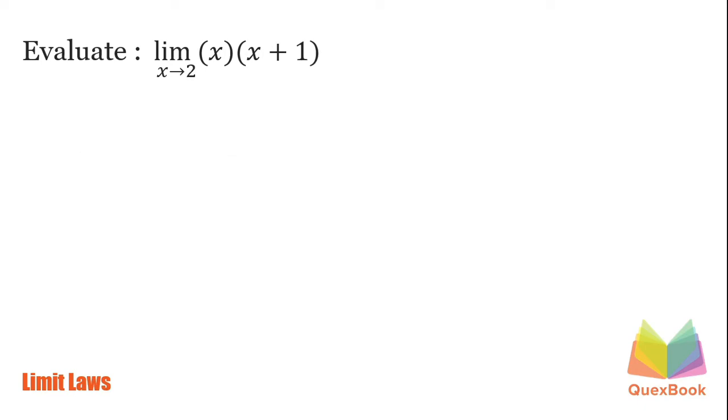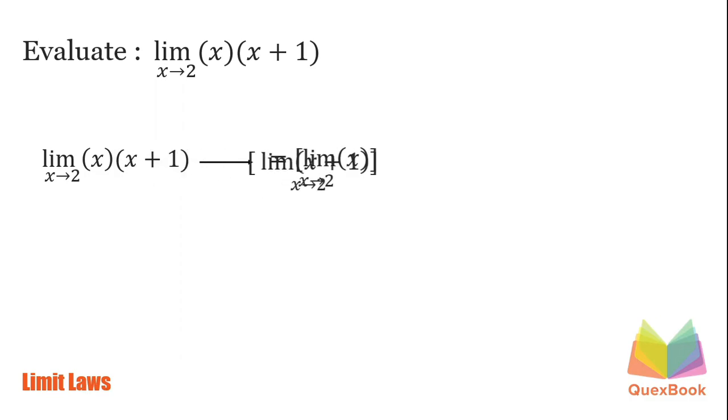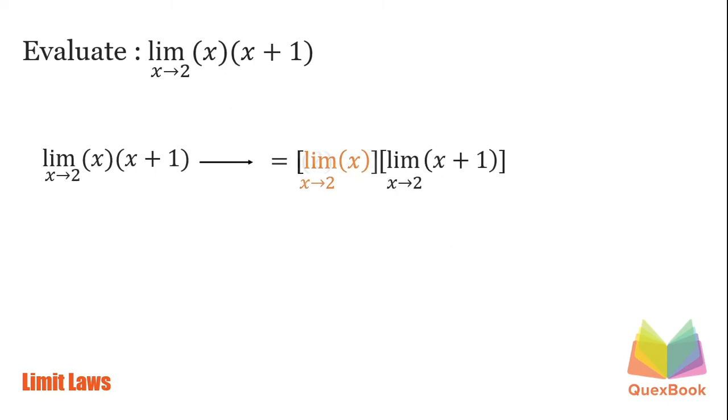Now for our next example, let's evaluate the limit of x times (x + 1) as x approaches 2. The two factors we have here are x and x + 1. Let's try to take the limit of each factor, then multiply the results later. So we have the limit of x as x approaches 2 multiplied by the limit of x + 1 as x approaches 2. Evaluating the limit of x as x approaches 2, we have 2.